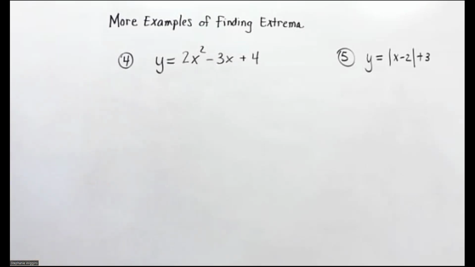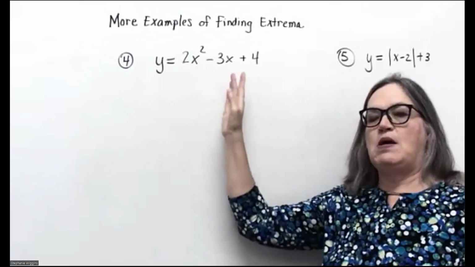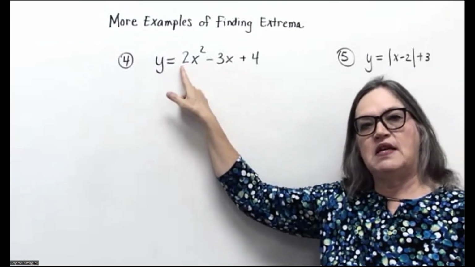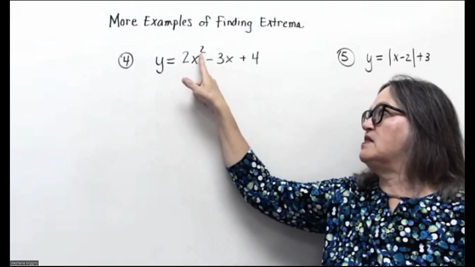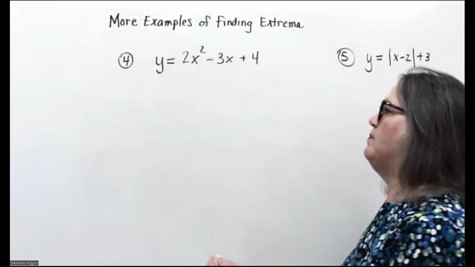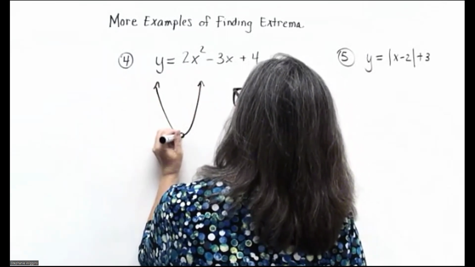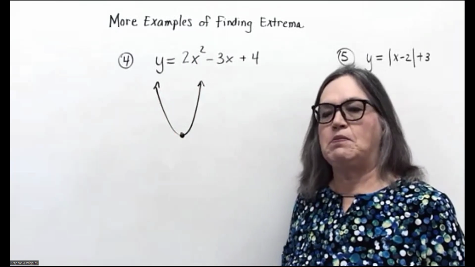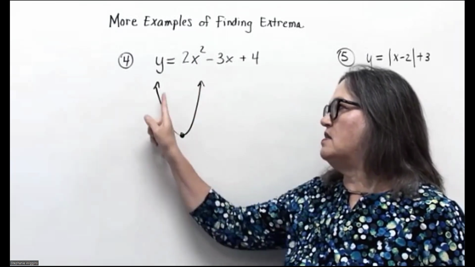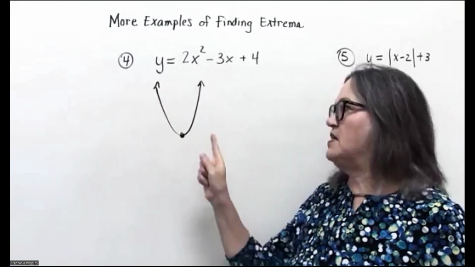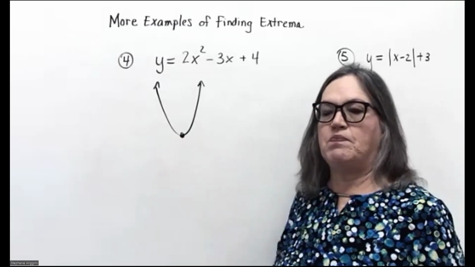Okay, so here we have a quadratic function, and the shape of this is a parabola. It opens up because the leading coefficient is 2, it's positive. And I know this is a parabola because this is a degree 2 polynomial. So I'm just going to draw a picture here. And to find the absolute minimum, I need to find the vertex. And I can see that this does not have an absolute maximum because it goes up forever. So it just has an absolute minimum, and this would also be a local minimum.